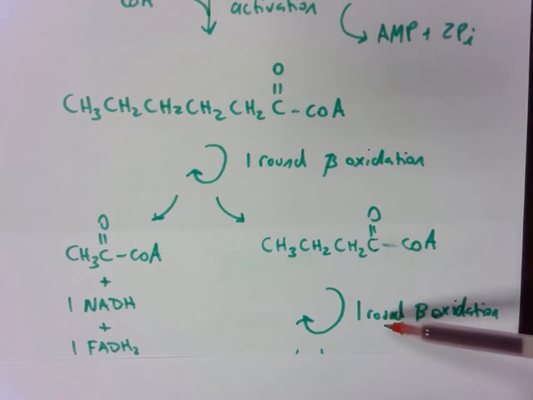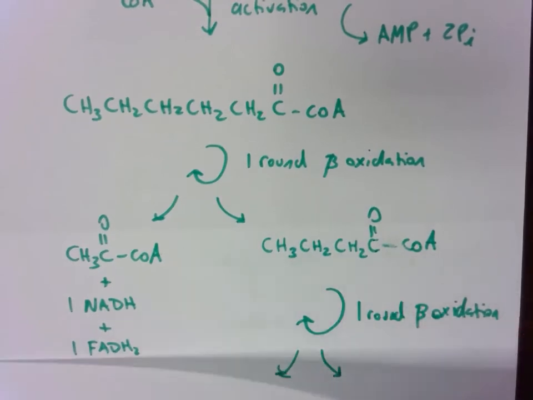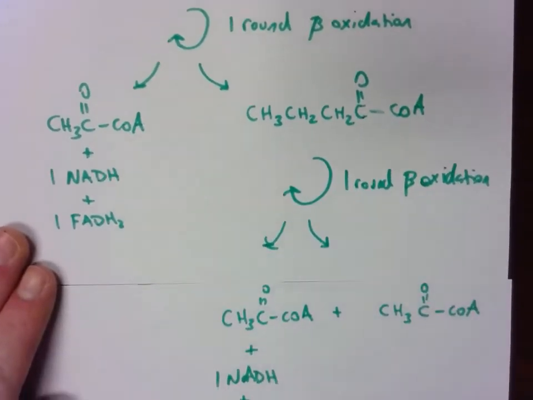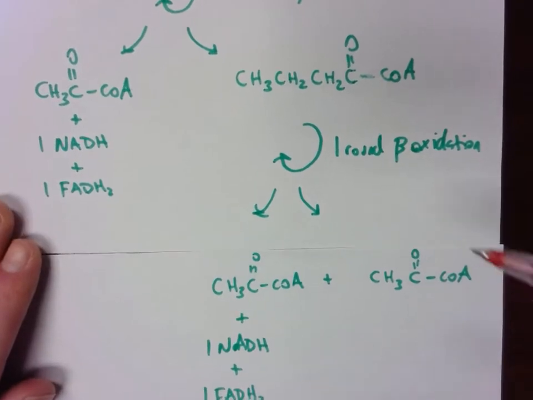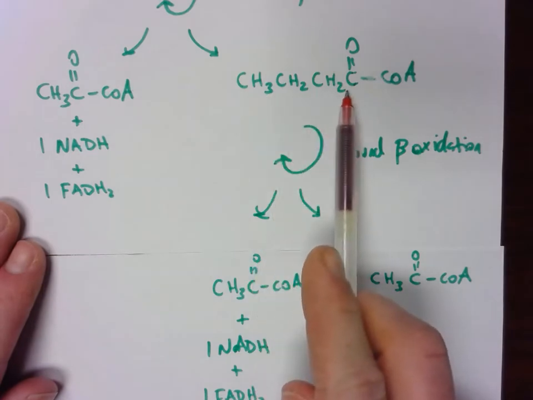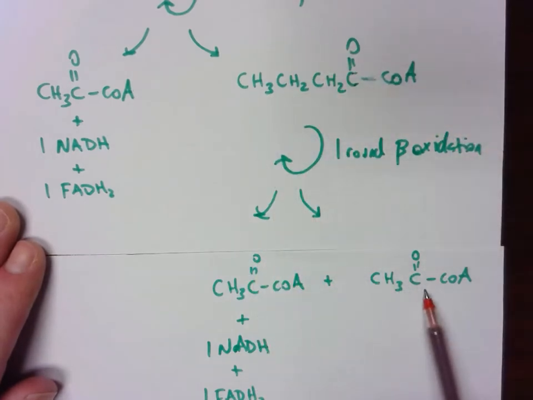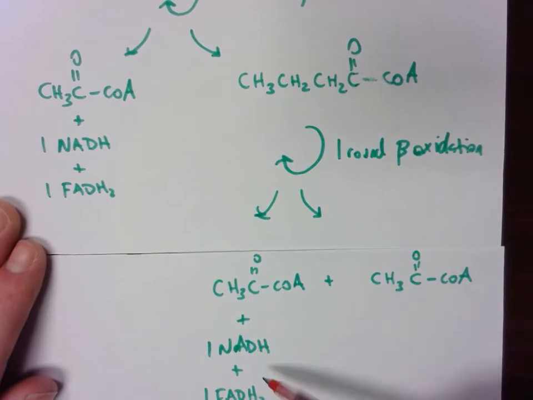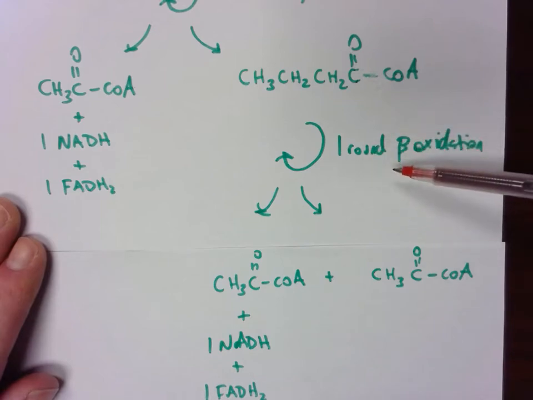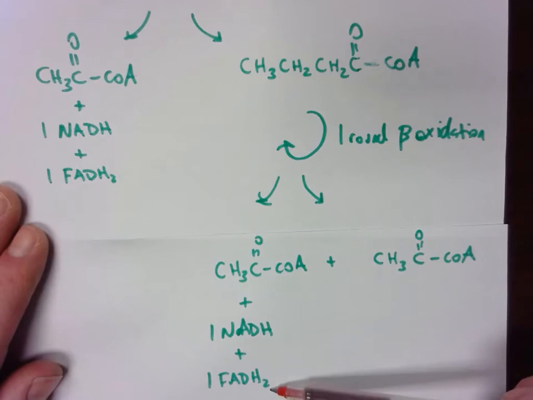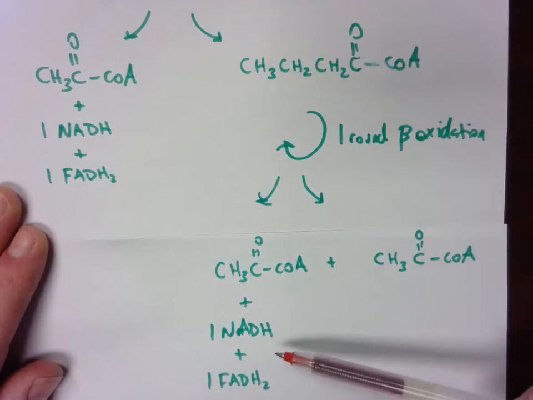The next round of beta oxidation is going to be the last round, because we essentially are going to end up with 2 acetyl-CoAs. Because this is now only 4 carbons in length, it gets split in half. This is an acetyl-CoA, and this is an acetyl-CoA. Also, since there was one additional spiral of beta oxidation, there is 1 NADH and 1 FADH2, which are used in oxidative phosphorylation to generate ATP.